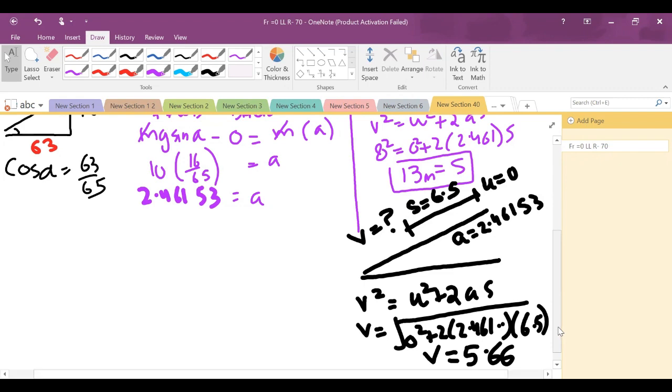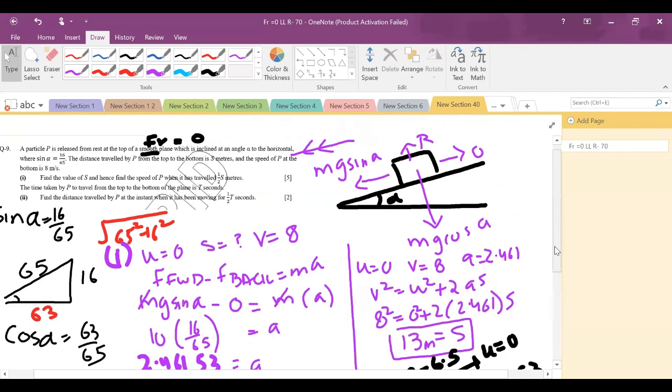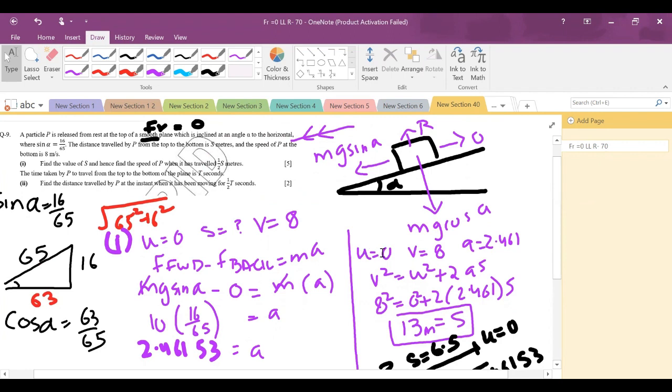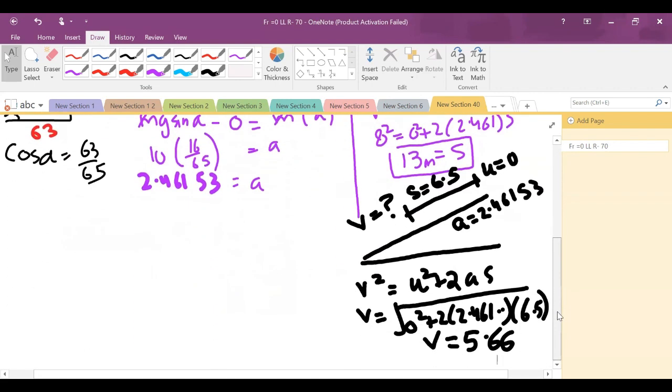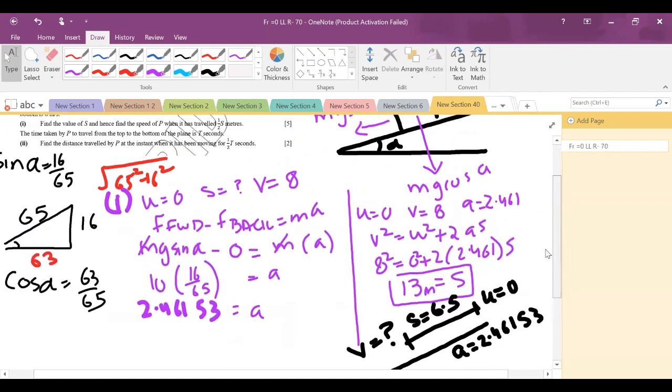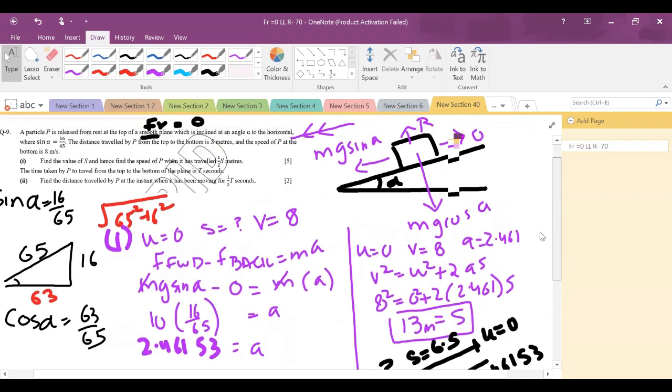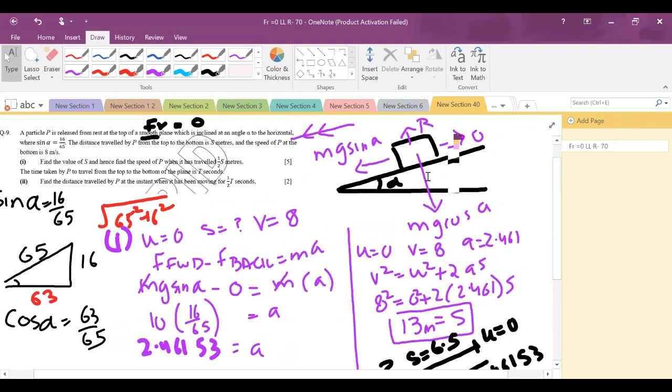नेक्स्ट पार्ट है time taken by p to travel from the top to the bottom of the plane is t second. सो पूरा डिस्टेंस t सेकेंड में कवर होता है। ये भी हम फाइंड कर सकते हैं क्योंकि अगेन ऊपर से नीचे आते वक्त हमें u पता है 0, v इज 8 और a पता है 2.461। इनफैक्ट s भी पता है, s आया था 13। So you have 4 parameters and you should be able to find t by using any of these 3 parameters.